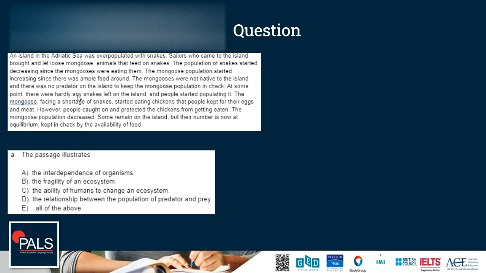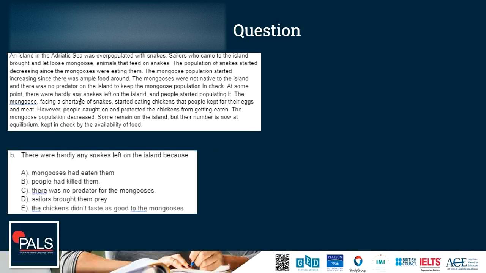Since the mongoose were brought by humans, humans initially caused the change in the ecosystem. And the predator and prey relationship, the relationship between the mongoose and the snake, is represented here as well. So answer E is correct. We have a second question related to this paragraph.